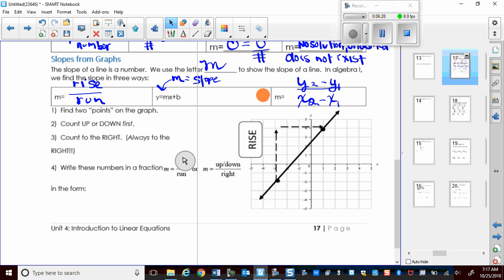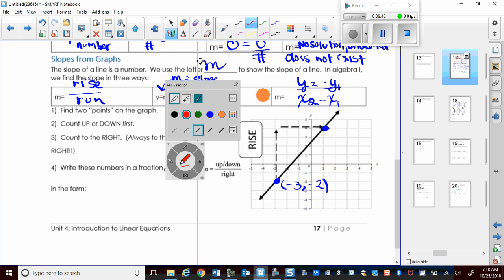So we're going to do the rise over run method. We're going to find 2 points on the graph. Here's a point, and here's a point. And we're going to label those points. I have (-3, -2), and then I have (1, 4). So what we're going to do is get the rise first.